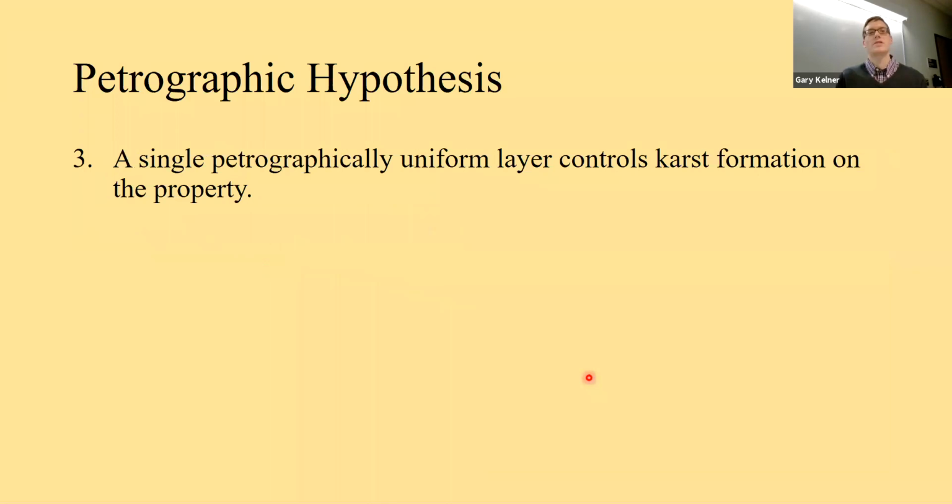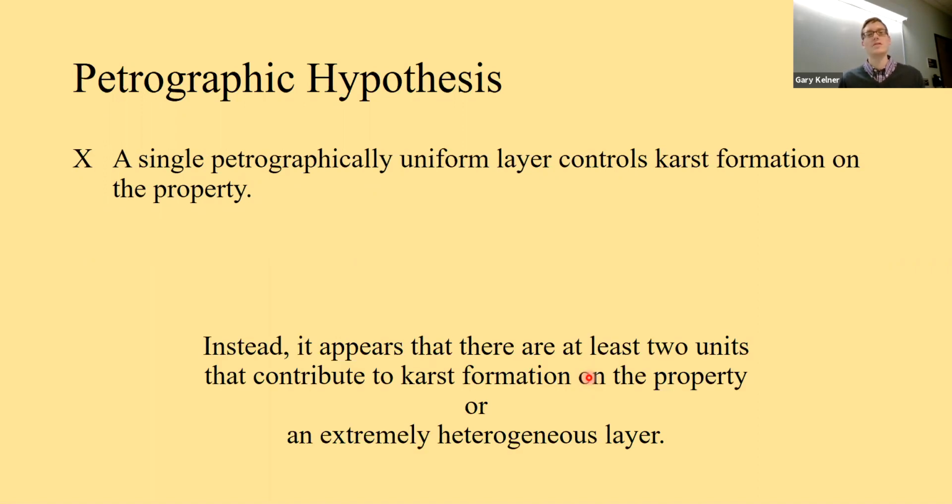The third hypothesis within this thesis was that a single petrographically uniform layer controls karst feature formation on the property. This hypothesis was proven false. Instead, it appears that there are at least 2 units that contribute to karst feature formation on this property, or there's an extremely heterogeneous layer present.